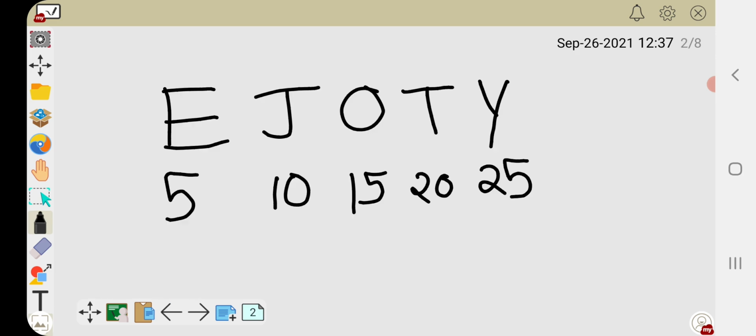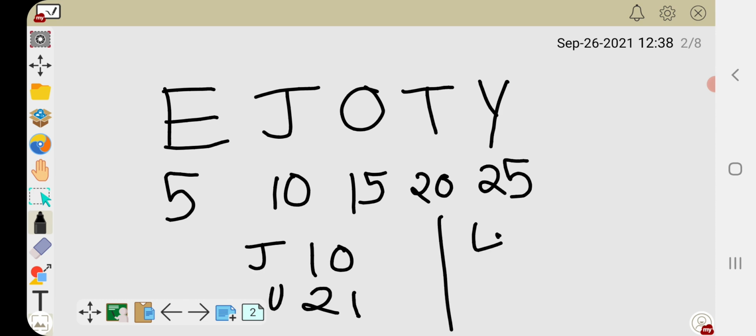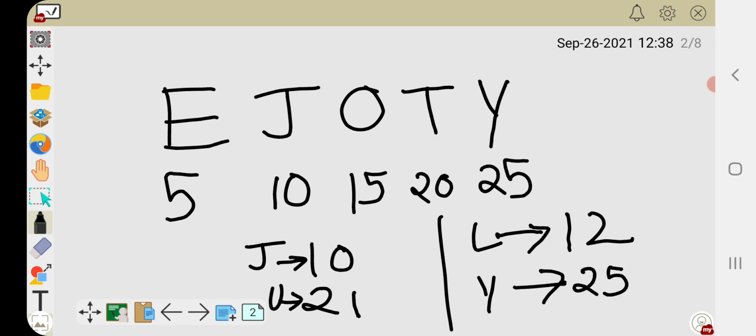JULY. For J, the code is 10. For U, P, Q, R, S, T, U. So U will be 21. For L, the code is J, K, L: 10, 11, 12. So L is 12. Y is 25. From HOT we can easily find what the numbers for the alphabets are.